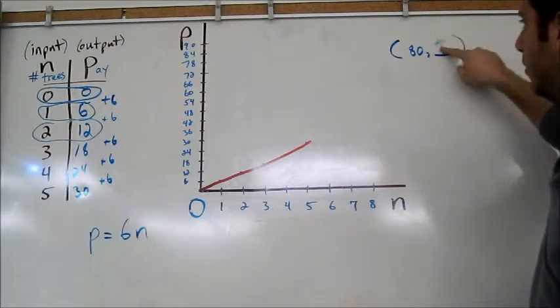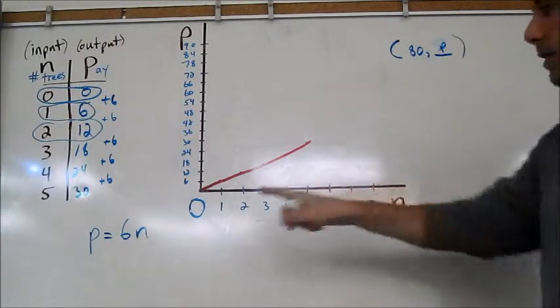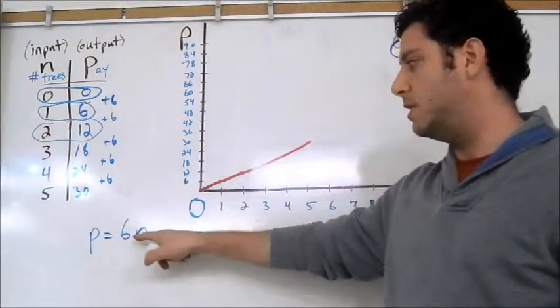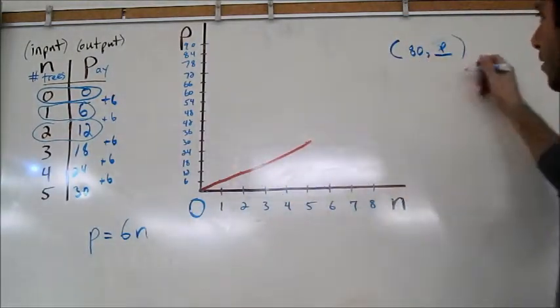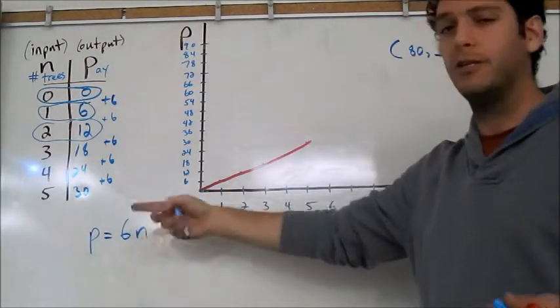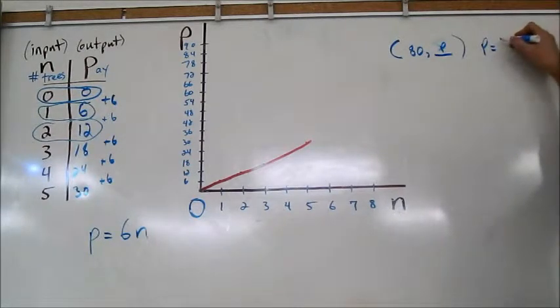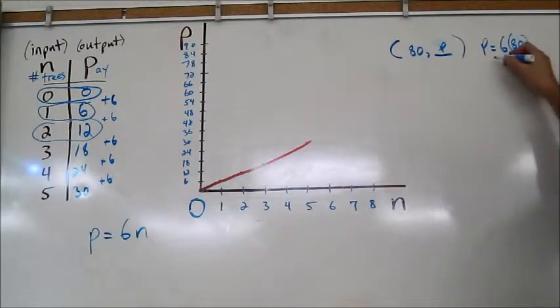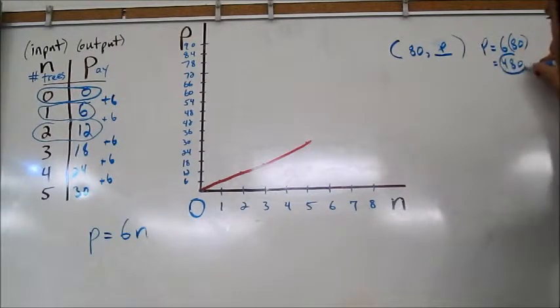We can replace that with a variable, of course. So let's say P for pay, right? Well, if our relation is that P is equal to 6N, and we understand this relation, then all we need to do is plug in this value for N, and we can determine what her pay would be. So in this case, her pay would equal 6 times 80, which would be $480, is what she'd make if she was able to plant 80 trees in a day.